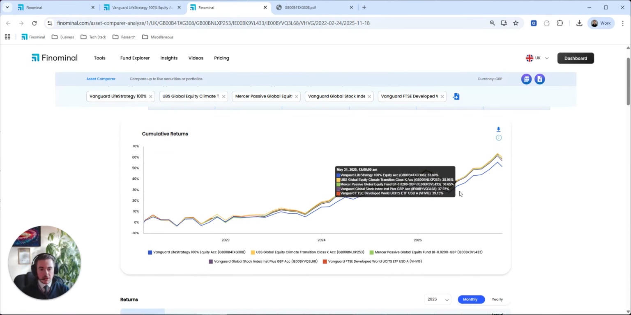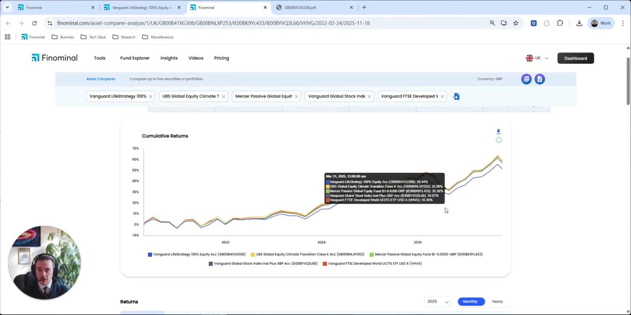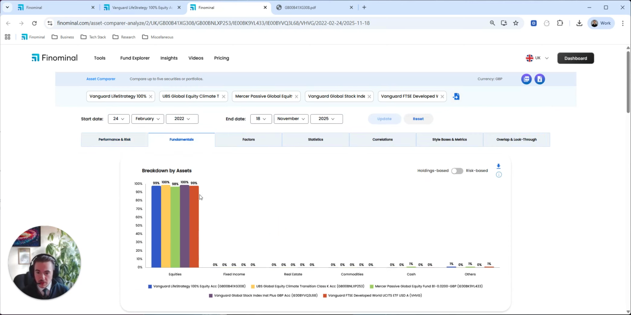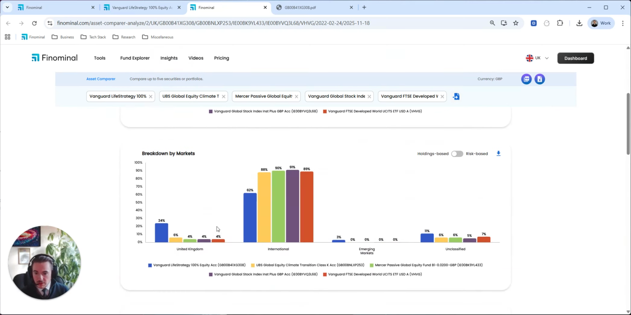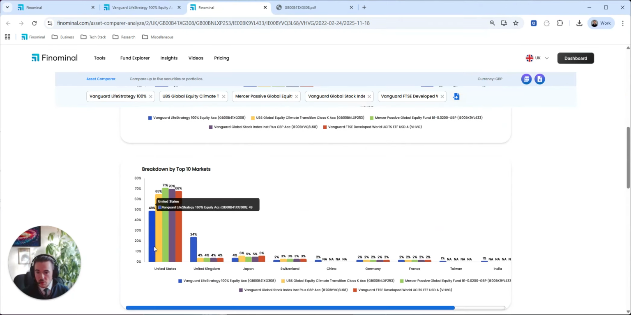So as we can see, the Vanguard LifeStrategy 100% equity fund has actually underperformed against all of its cheaper peers as well as the benchmark. So that is worth noting. Looking at breakdown by markets, again we're seeing that overweight in UK equity exposure and a slight decrease in US equity exposure. So again, that's probably why we're seeing that slight decrease in performance against its peers as well as the benchmark.